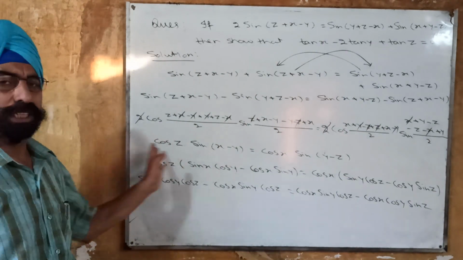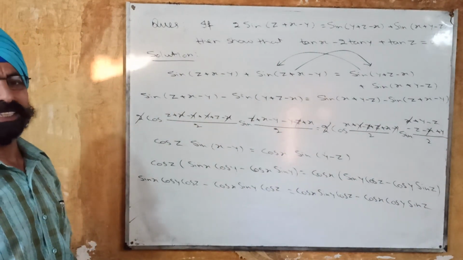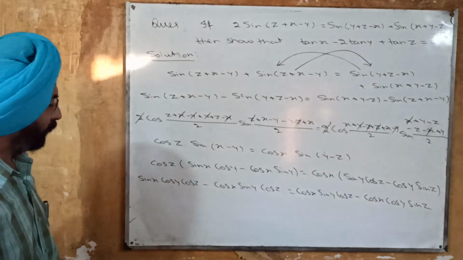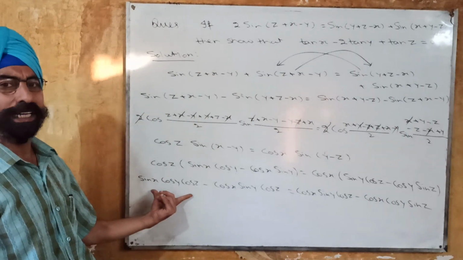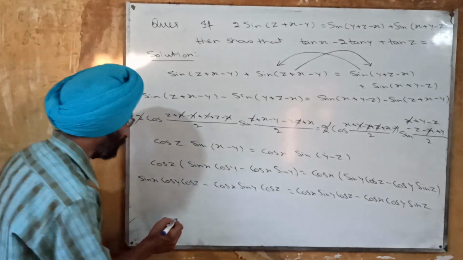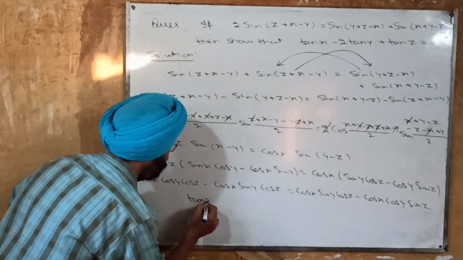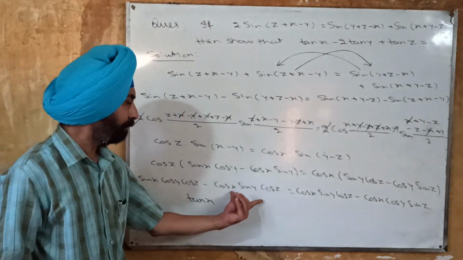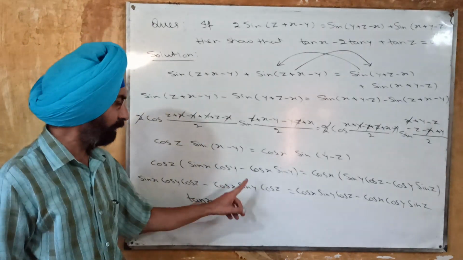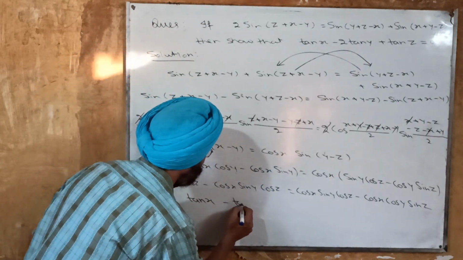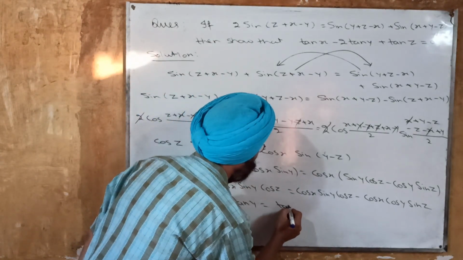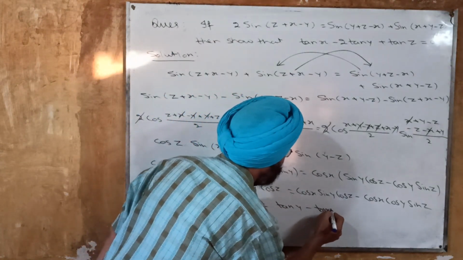Now divide each term on the left hand side as well as on the right hand side by cos x cos y cos z. When you divide the first term by cos x cos y cos z, cos y and cos z will be cancelled. You will be left with sin x upon cos x, that means tan x. The second term, when you divide it by cos x cos y cos z, cos x cos z will be cancelled. Sin y over cos y will become tan y. Similarly, on the right hand side, you will get tan y minus tan z.